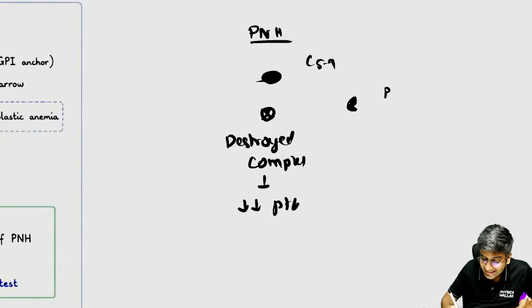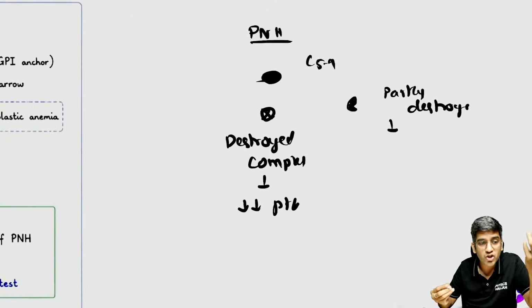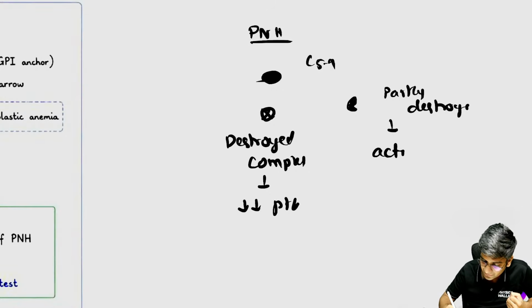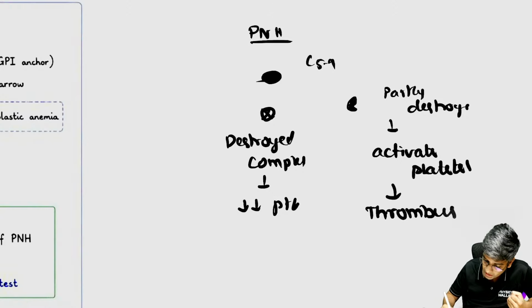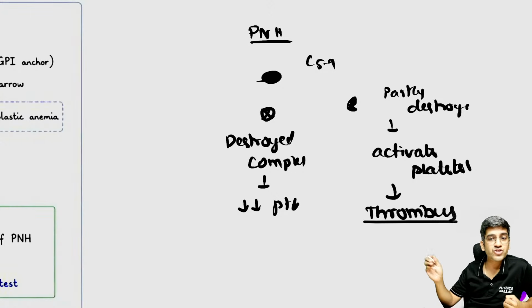If it's partly destroyed, there's a problem there. When platelets are partly destroyed, they will release their factors, granule contents. Will it cause thrombus? It will activate platelets. Part destruction will activate platelets. Activation of platelets will result in thrombus. That's why in PNH, you will have both thrombosis as well as thrombocytopenia. A very unique finding, and this thrombus is the most common cause of death.